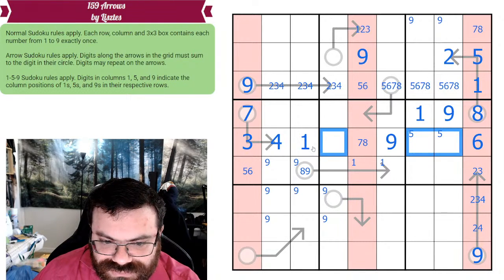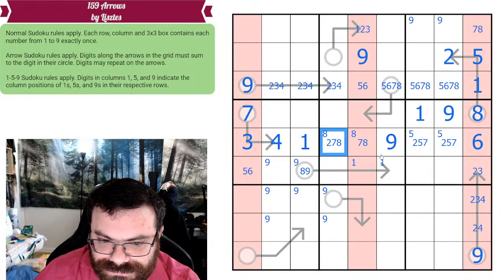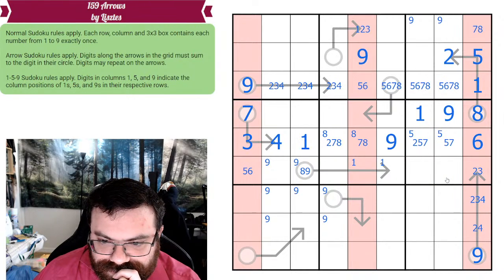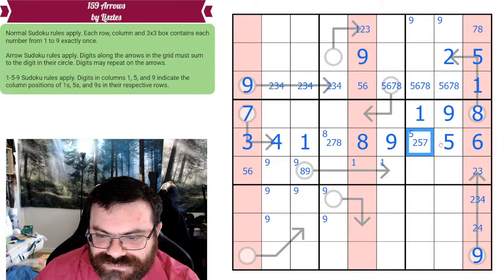Let's fill this out. 1, we need 2, 5, 7, 8. Neither of those is 8. So there's an 8 in one of these two. That's not a 5. That's not a 2. So if that's a 7, that's a 5. Ah, yeah, there we go. If this were a 7, that places the 5 here, and that puts a 7 there as well. So this is an 8. That puts a 5 there.